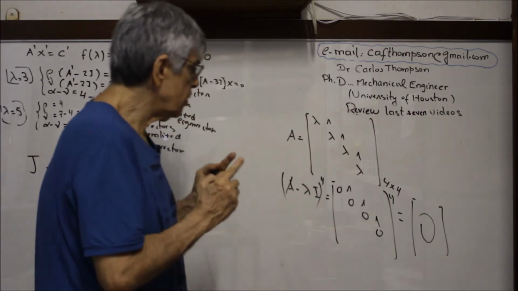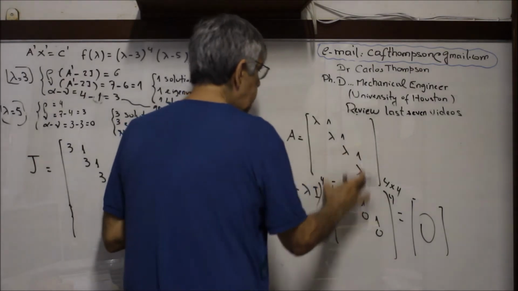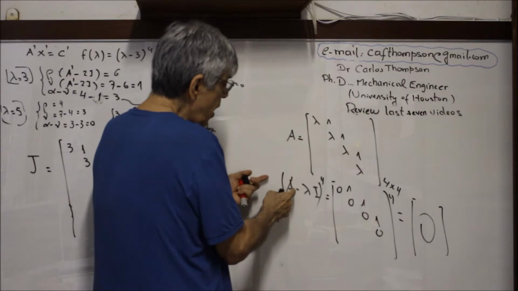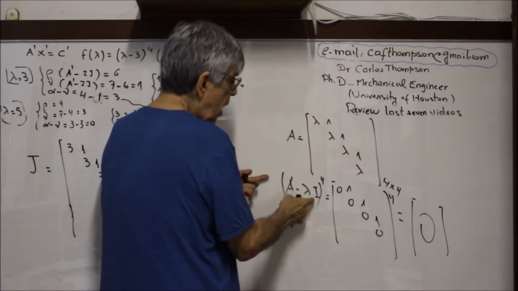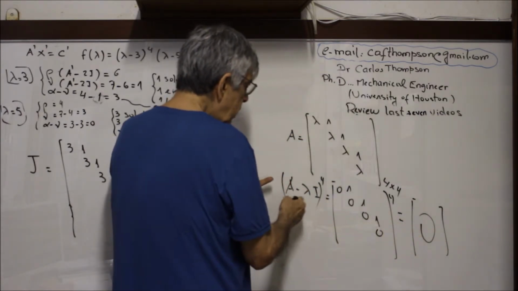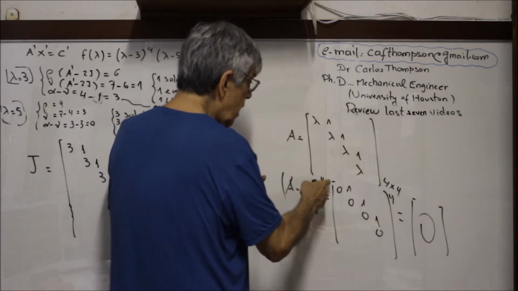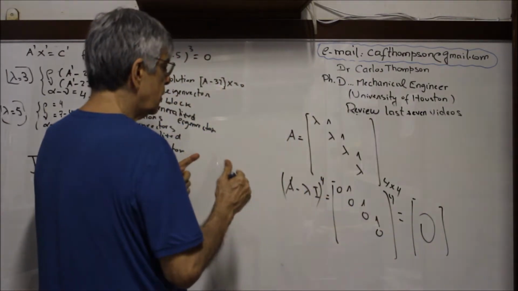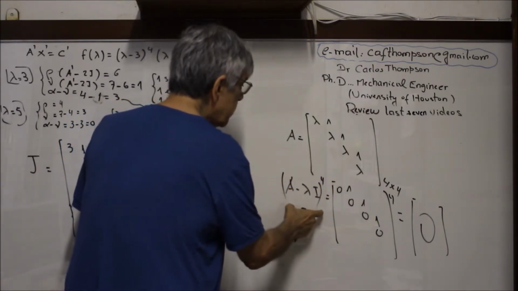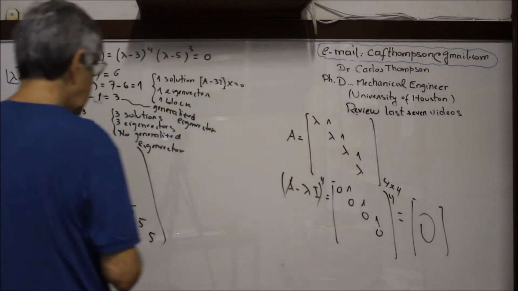4 is a minimum exponent such that this matrix here will be 0. Because if you have A minus lambda I to the power 5, obviously this will be 0. A minus lambda I to the power 10 will be 0. So this 4 is minimal. It's a minimal exponent in which A minus lambda I to the power 4 is equal to 0. This is a minimum number.